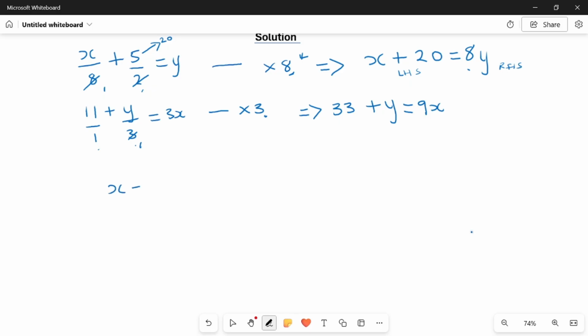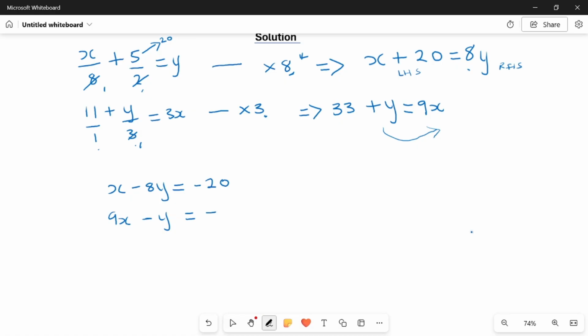x minus 8y is equals to what? Minus what? 20. And similarly, if we take y to this other side, we'll have that what? 9x minus y will be equals to what?